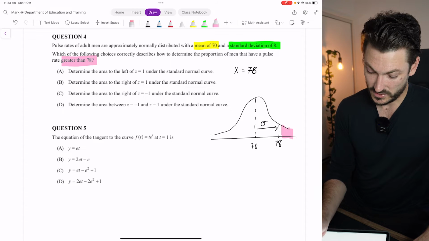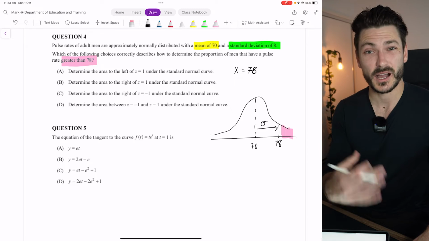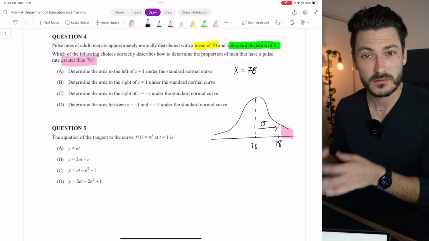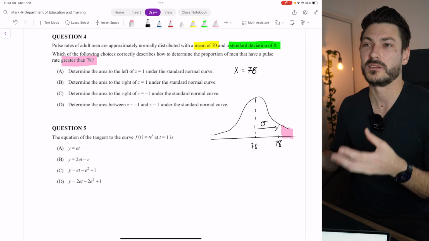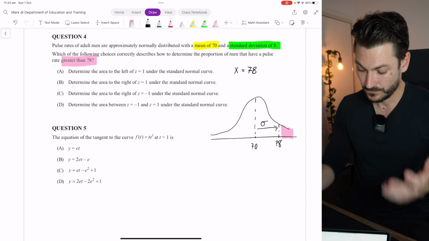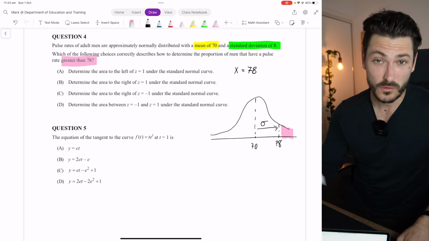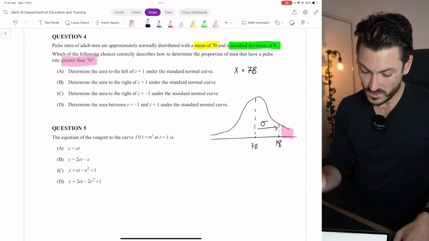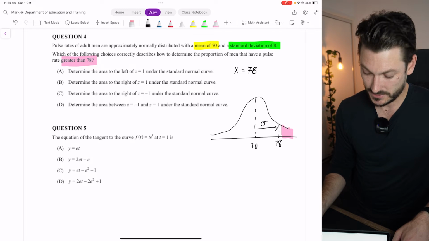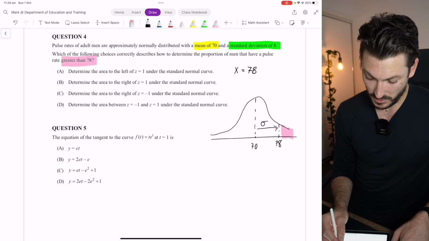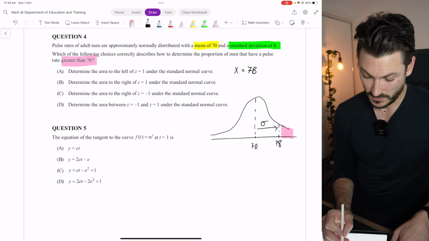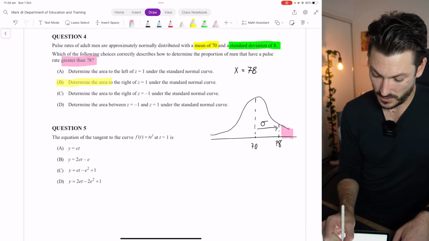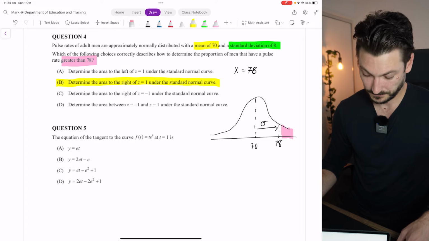And so looking at the answers A, B, C, D, I can see that they're in Z-scores, right? So I have to figure out, well, the number 78, the X value that we've got, what is that Z-score compared to the mean of 70? And considering we have a standard deviation of 8, that means that it is 1 Z-score above the mean. So we're going to have to determine the area to the right. That's what I've highlighted in pink. So it's going to be B or C. The right of Z equals 1. So that's just going to be answer B. To the right of Z equals 1.